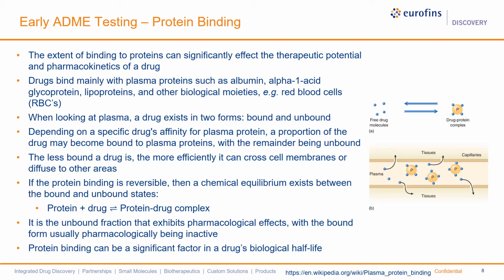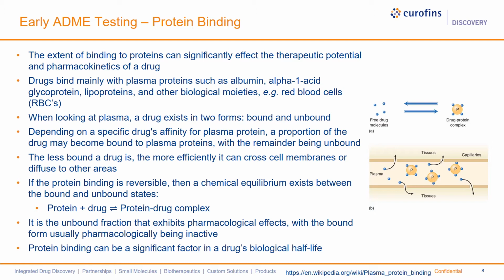So the more strongly a drug binds to a protein, the less amount of drug there is available. So effectively, the free drug concentration is lower. And this really happens because drug binding to proteins exists as an equilibrium. So this is something that really has to be considered as part of the ADME profile of a drug.